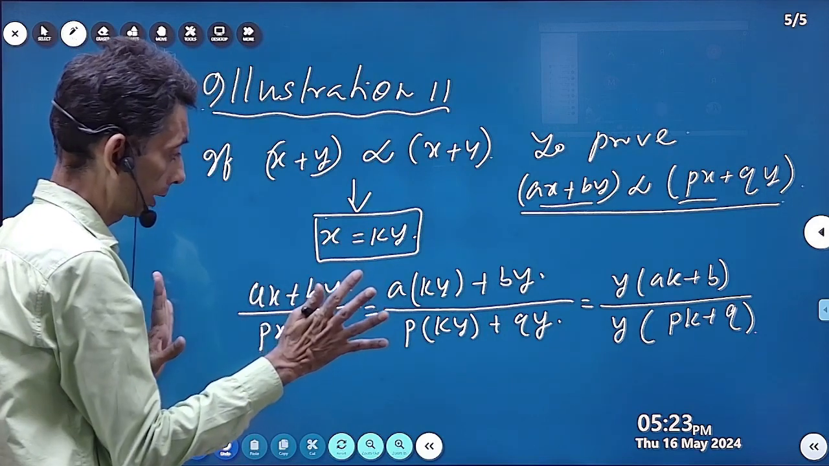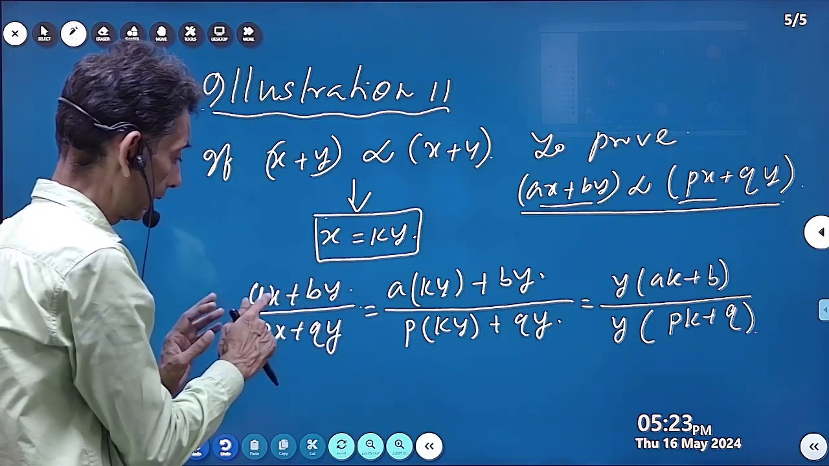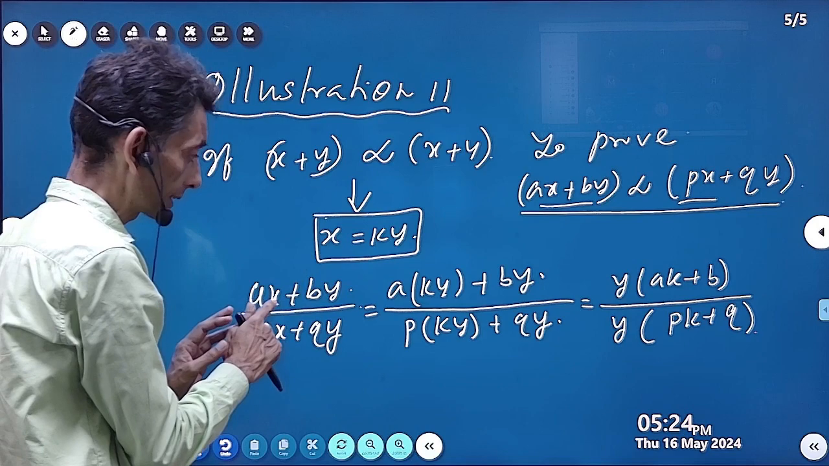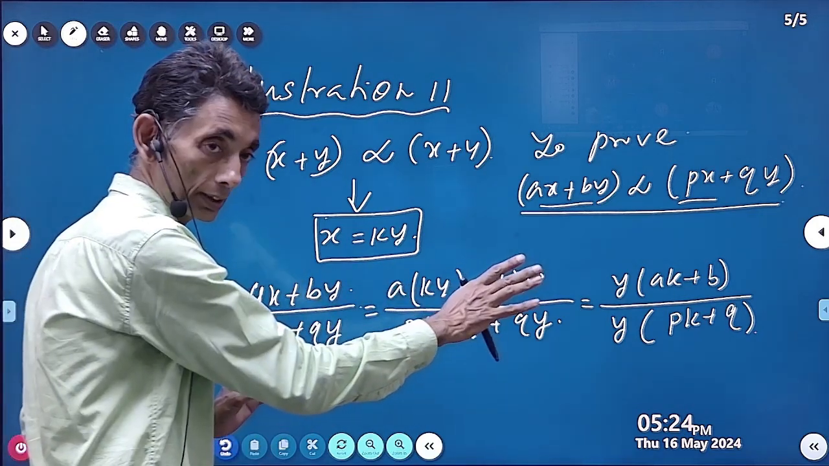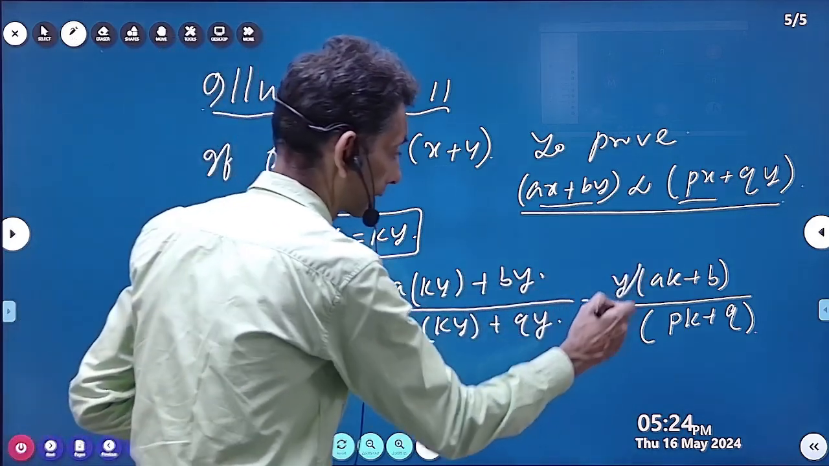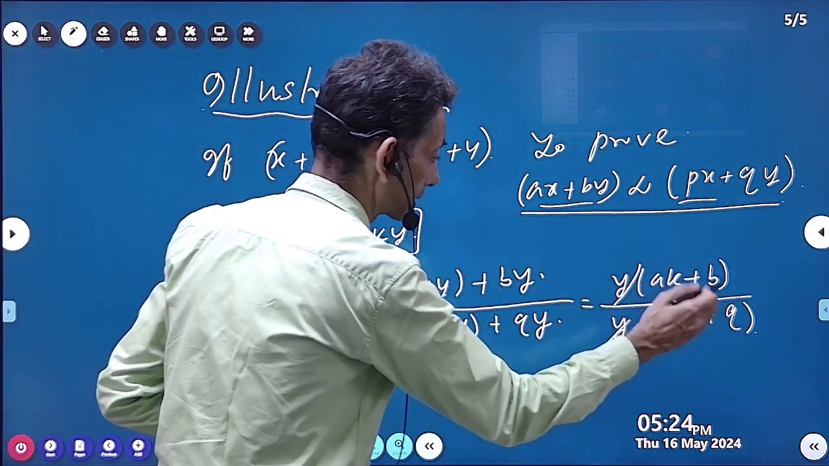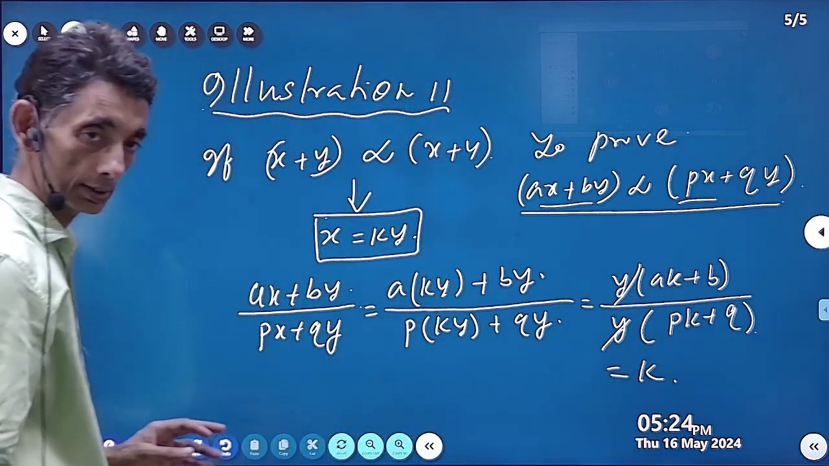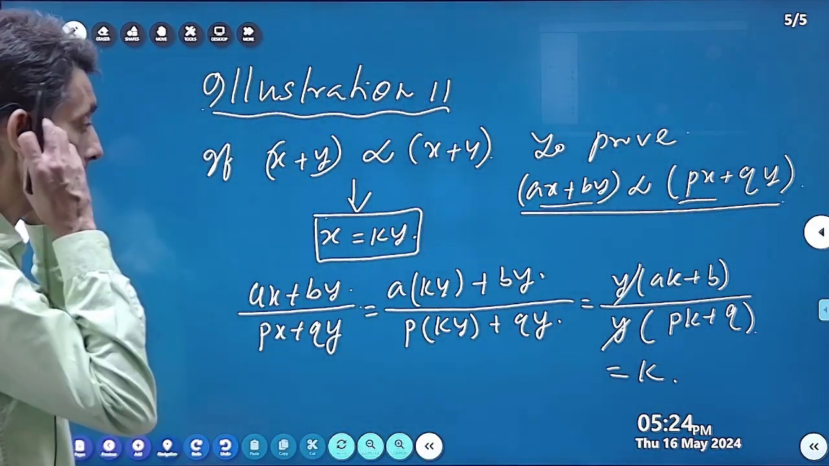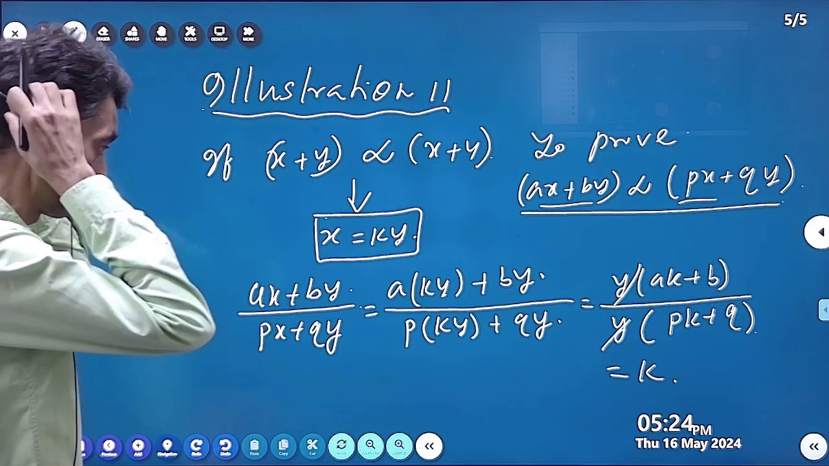Bas ako eku kora nai. Just put the value of x. X we'll cancel it. X of value korile ky hobo. Or by will remain as it is. By to eku touch koribo na lage. Taba y will get cancelled out. Ak plus b divided by pk plus q is equal to ki? Constant hoy noy? It's a constant, right? Because variables are not there.